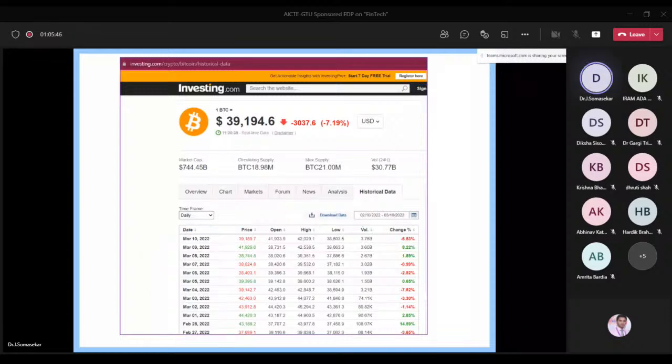This is yesterday's data. I downloaded this today morning for the sake of the session. Here you can choose the date also, from which date to which date you want. This is historical data, as I already said. Here you can see I have selected 2/10/2022 to 3/10/2022. That means one month of data I have selected here.